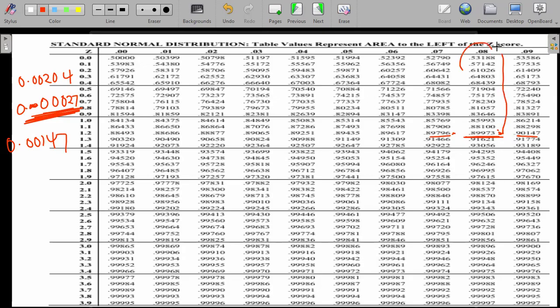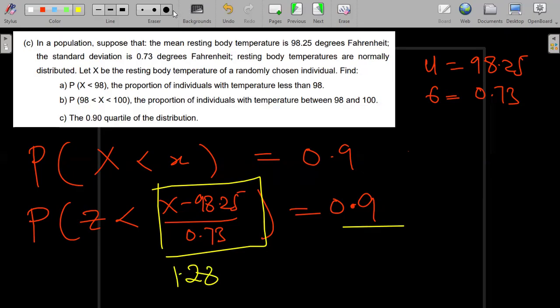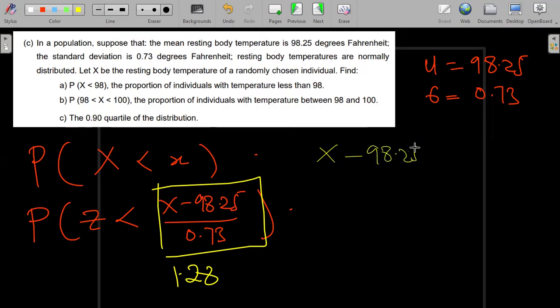So I go up, I get 0.08, and then I go this side, I get 1.2. So 1.2 plus this, I get 1.28. All right, so that's what I'm going to put here. So this is equal to 1.28. Now I can find the value of x, which will be the 0.9 quartile of the distribution. It will be (x minus 98.25) over 0.73 equals 1.28.